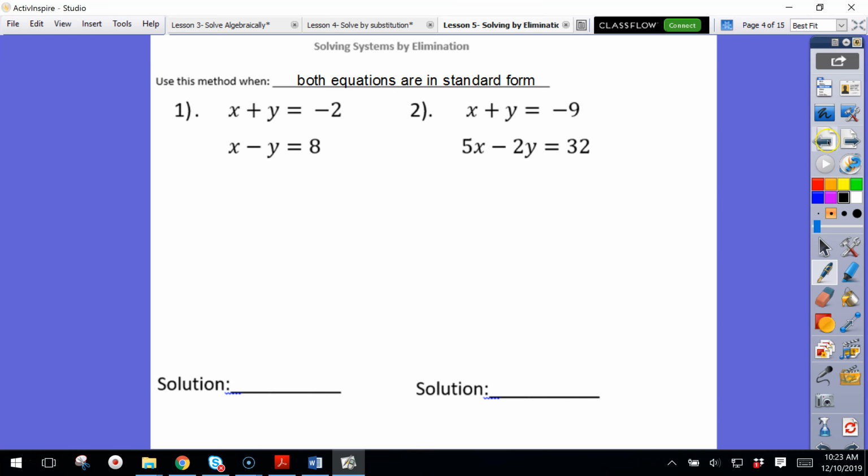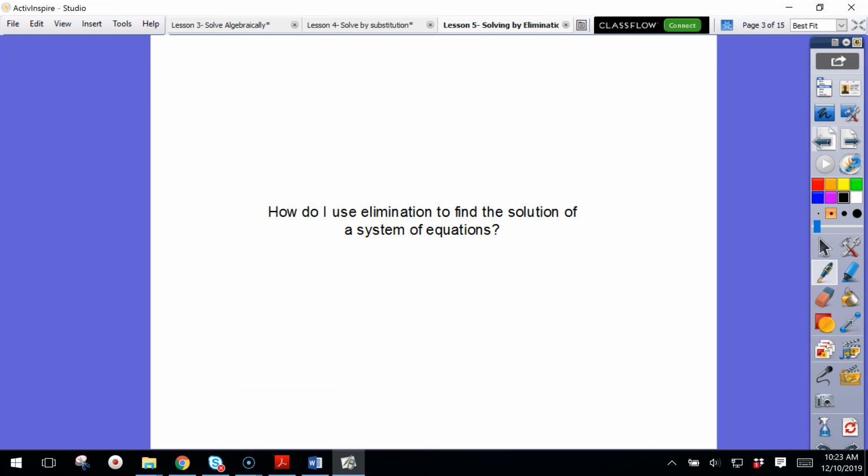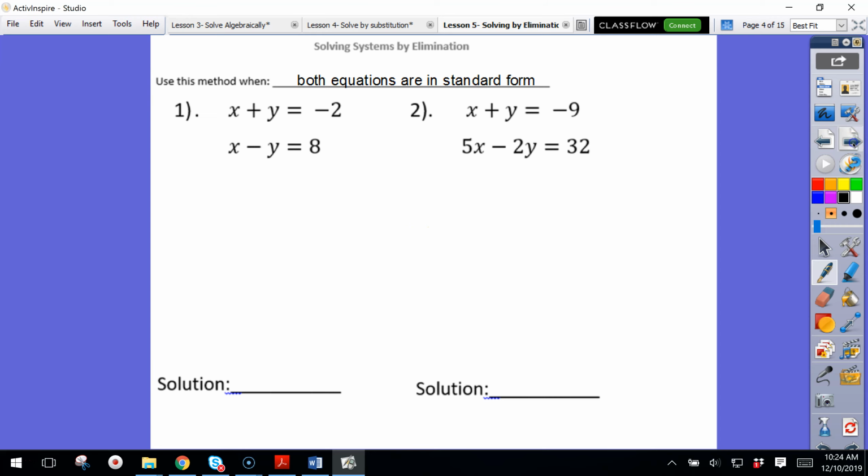So we're going to be discussing in this video how do we use elimination to find the solution of a system of equations. So this is the last method that we're going to learn in this unit. This method is best used when both equations are in standard form. Of course, you can use any of the methods we learned beforehand if you just solve the equations for y, but this is actually a lot easier to work with when you have standard form.